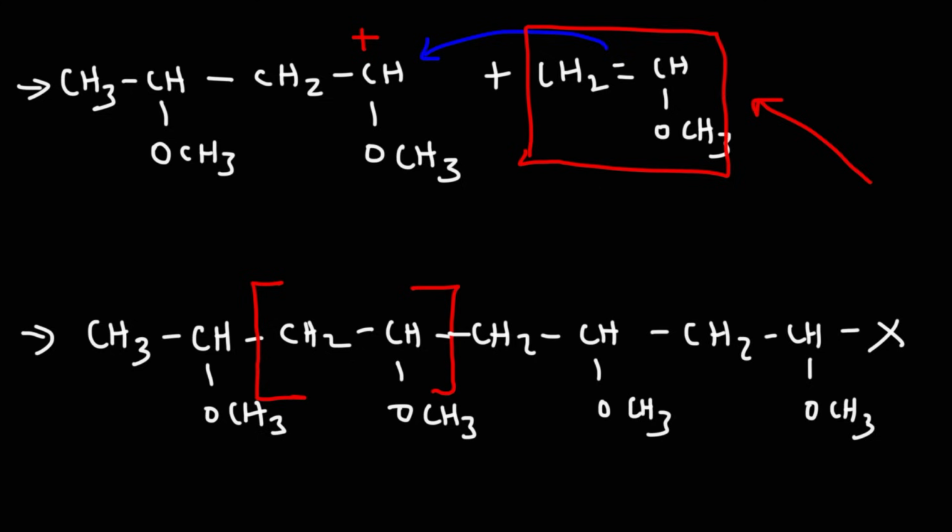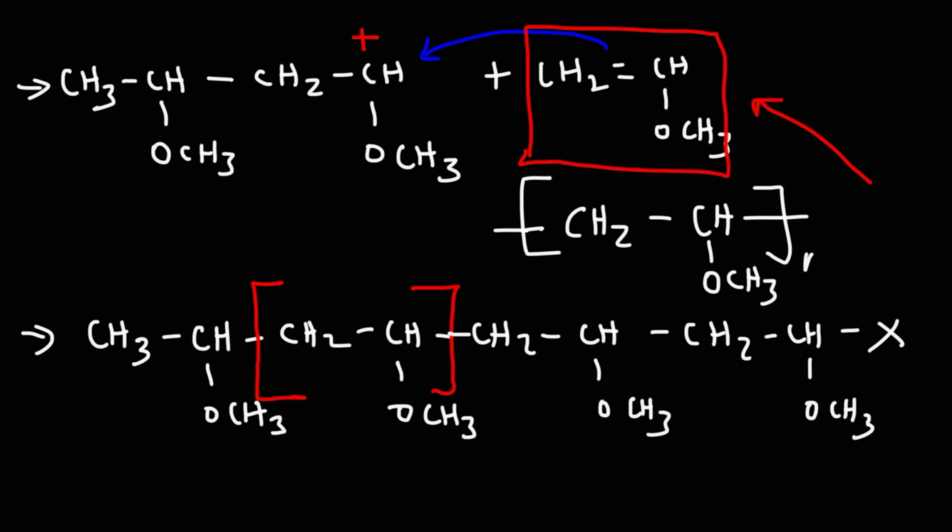So all we've got to do is look at the monomer, turn the double bond into a single bond, keep the R group the same, add 2 additional lines, one to the left, one to the right, and then just insert the brackets.